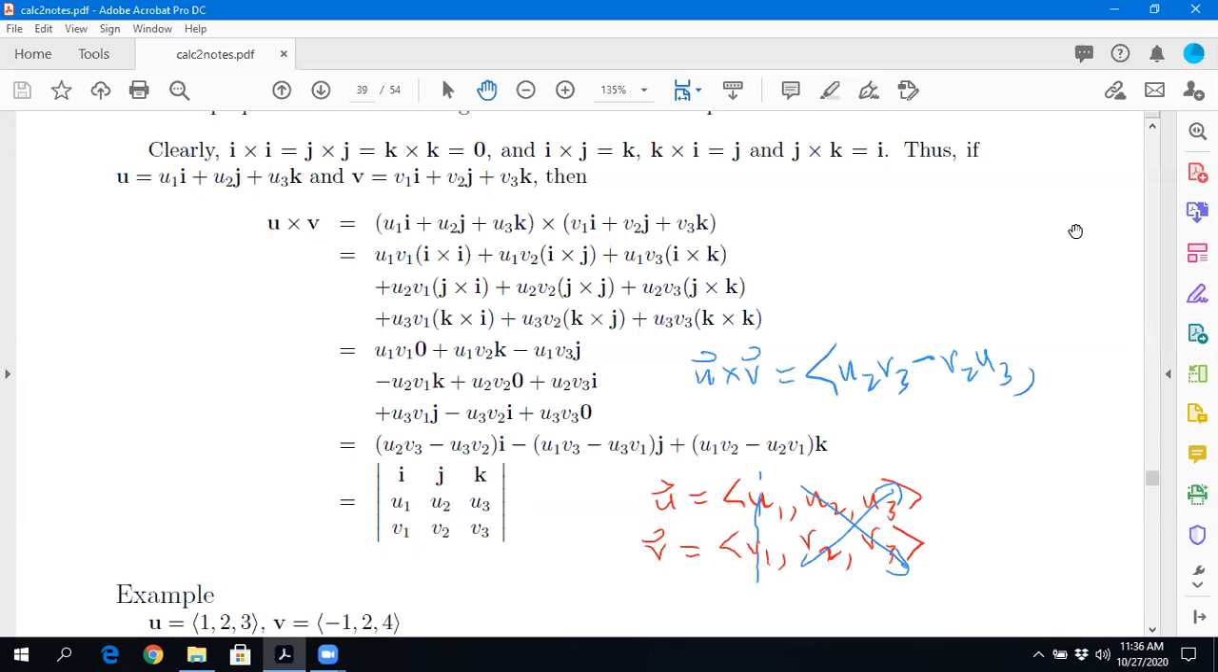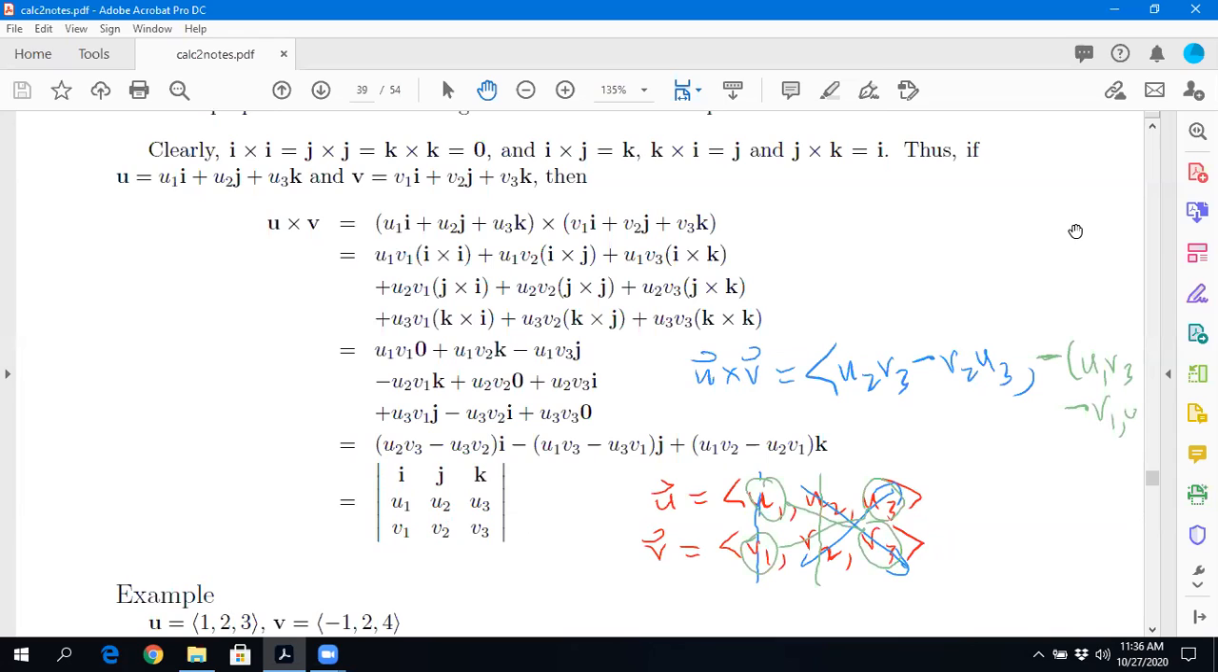comma. Yeah, what's next? Well, I cross out the second entries and I go this times that. But of course, what do I have to put in the second entry? Remember, this is important. I put a minus sign. So it's going to be minus what? U1 V3 minus V1 U3.